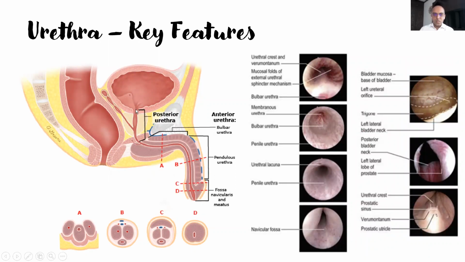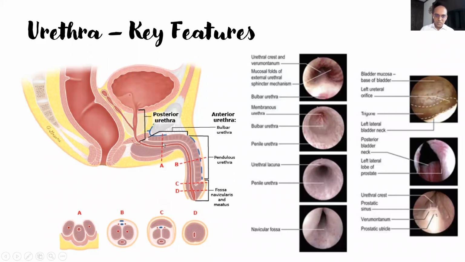So the posterior urethra is the prostatic urethra and the membranous urethra, and the perineal membrane, like we said, divides the urethra into the anterior urethra. The anterior urethra is again divided into the bulbar urethra. This is the bulbar urethra up to the point where the suspensory ligament of the penis is attached. From there on, you have the pendulous urethra or the penile urethra, and the terminal portion is called the fossa navicularis. This is how the orientation of the urethra happens.